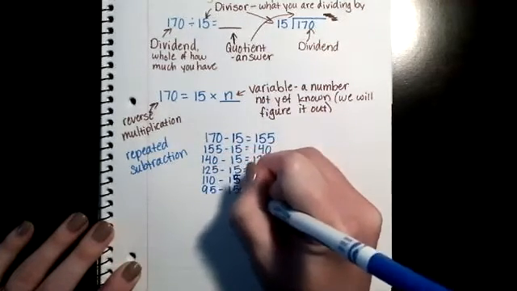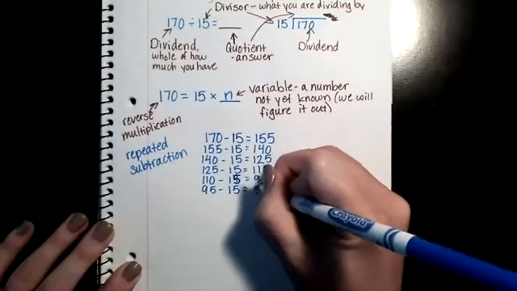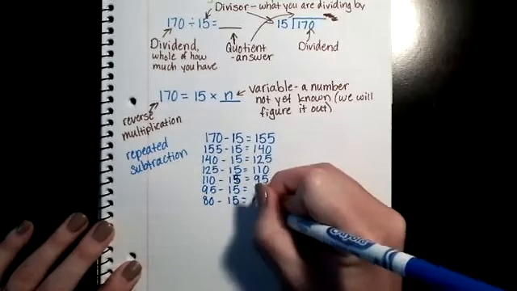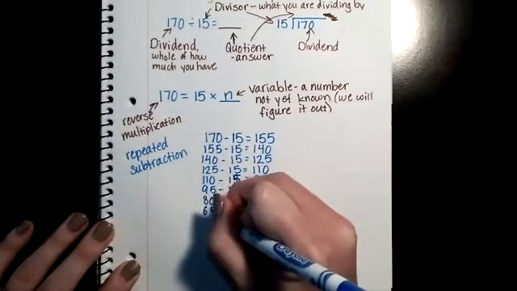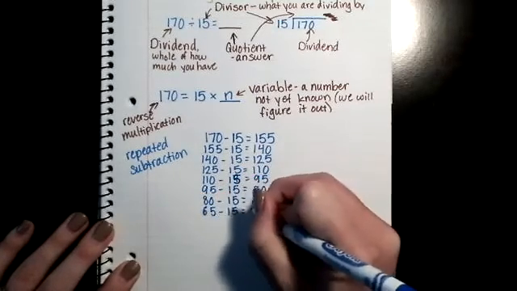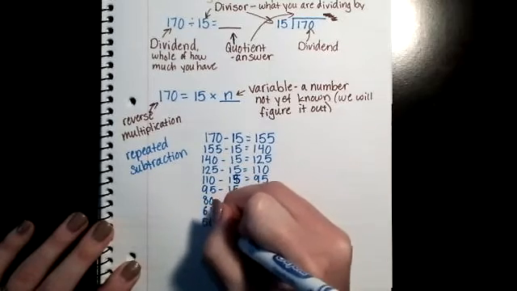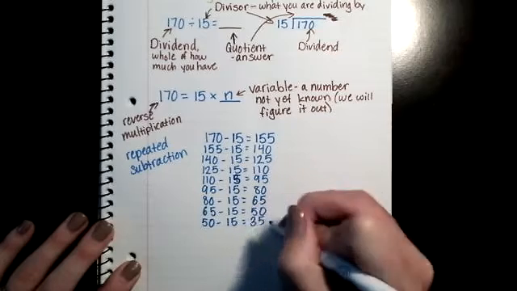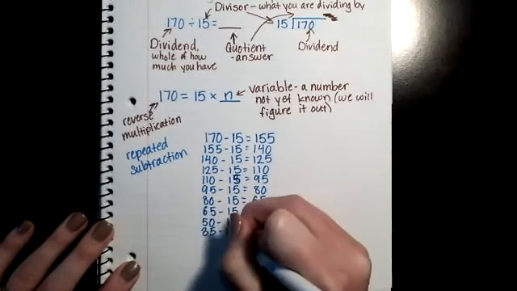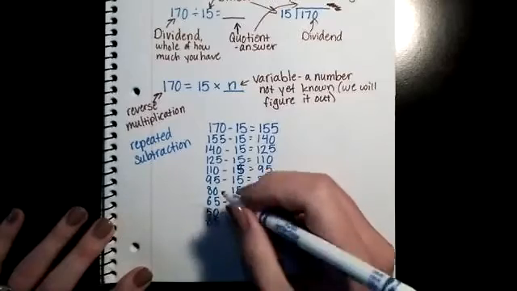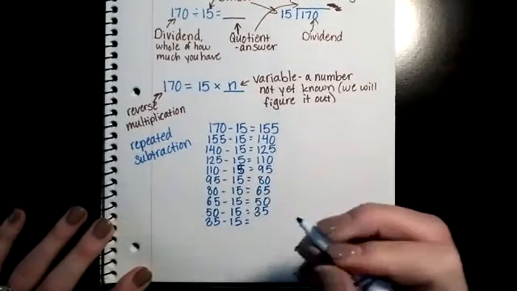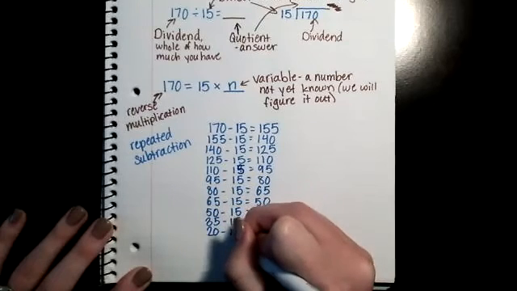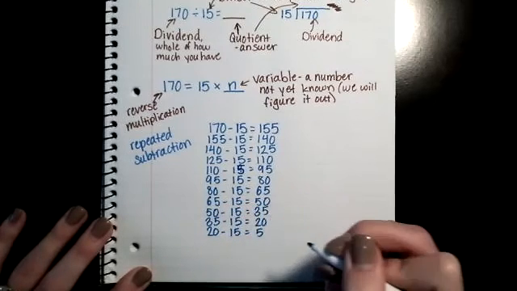95 minus 15 is 80. 80 minus 15 is 65. 65 minus 15 is 50. 50 minus 15 is 35. 35 minus 15. Can you still see this? Yes, okay. 35 minus 15 is going to be 20. 20 minus 15 is 5.